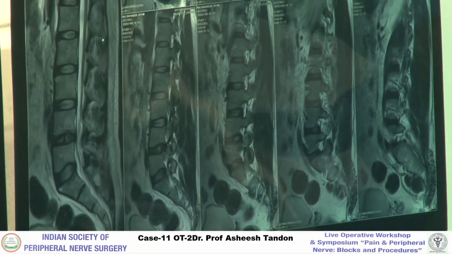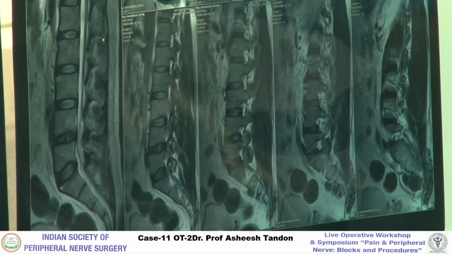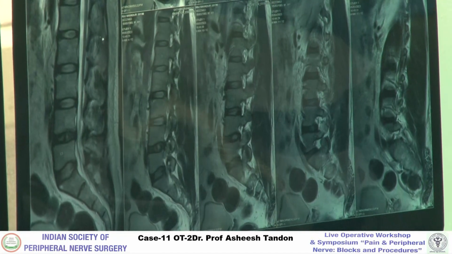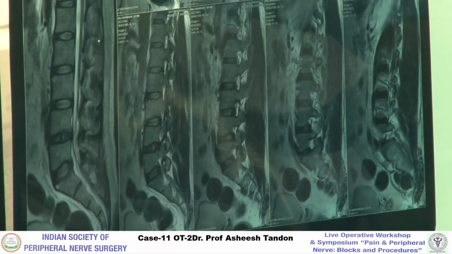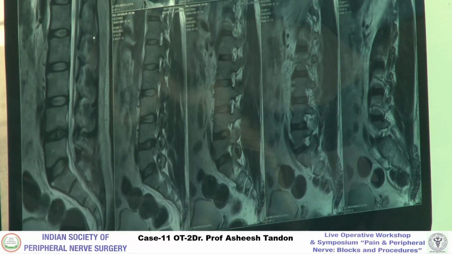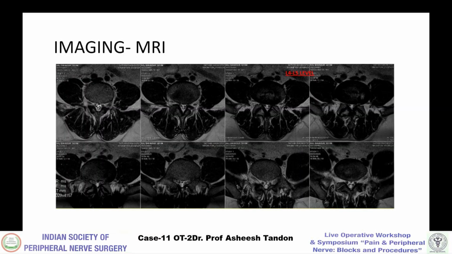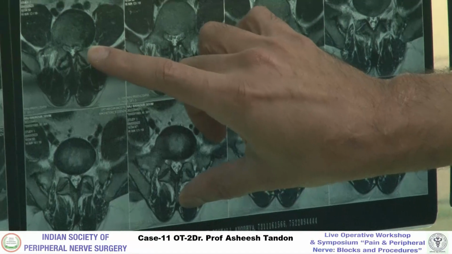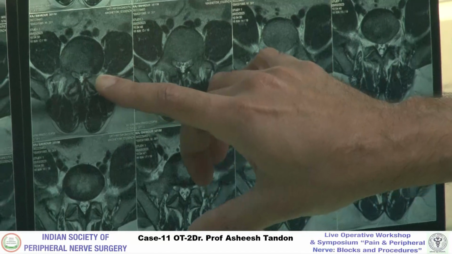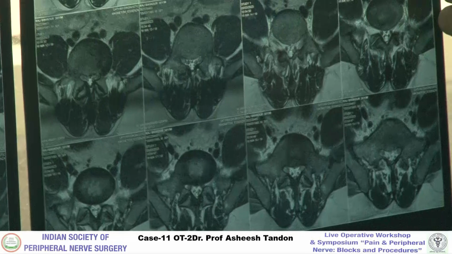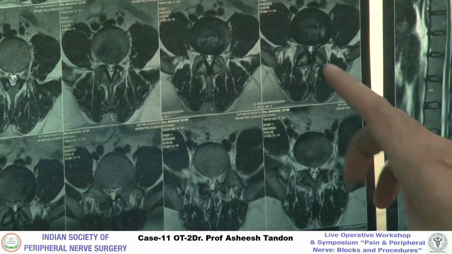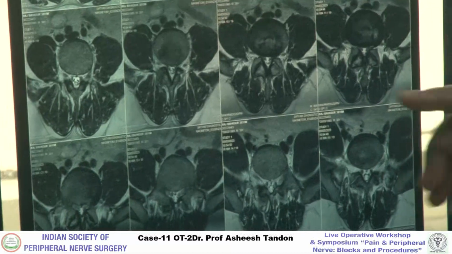So the plan is that we'll do an interlaminar epidural along with a left foraminal root block. Left foraminal root block, yeah. So if you look here, yahan dikhayenge, there is again an extraforaminal component, which is quite significant, on the left. So that is why we are taking a far lateral approach for the transforaminal block, and we'll give an epidural shot as well.